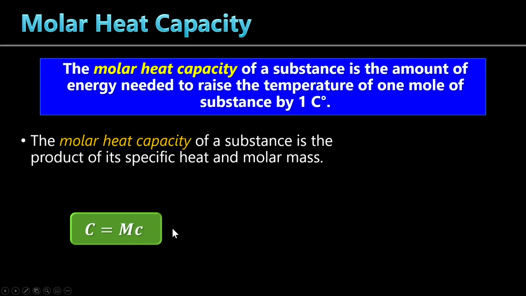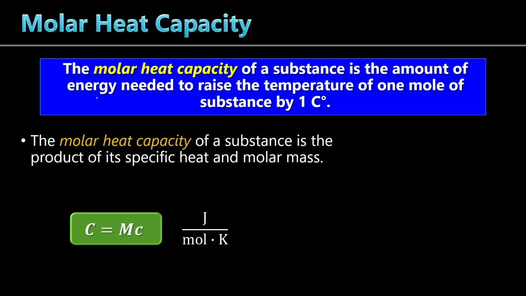So, ano na ang unit ng molar heat capacity? Instead of joule per gram Celsius degree, magiging joule per mole ito kasi molar. Joule per mole Celsius degree or mole Kelvin. So, pwede na natin itong gamitin sa pagko-compute ng heat na na-absorb or na-release ng mga ideal gases.